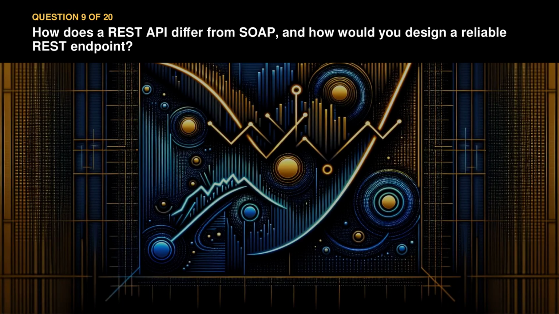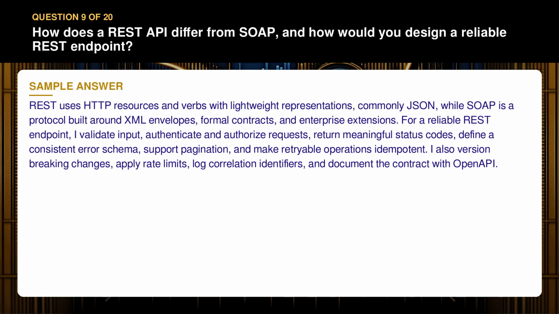Question 9. How does a REST API differ from SOAP, and how would you design a reliable REST endpoint? REST uses HTTP resources and verbs with lightweight representations, commonly JSON, while SOAP is a protocol built around XML envelopes, formal contracts, and enterprise extensions.